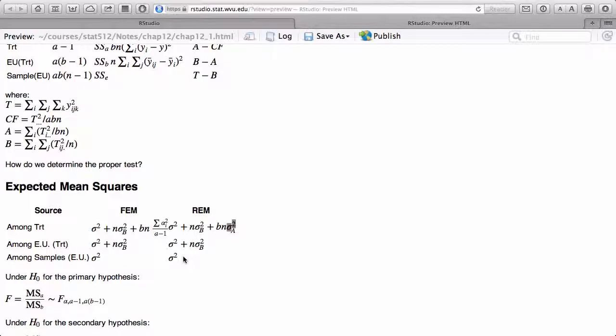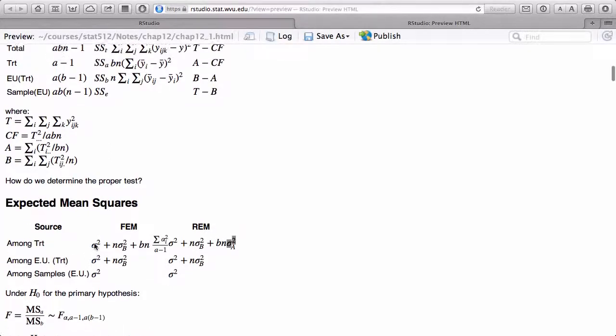So because of that, I'm going to use among experimental units within treatments to test the treatment effect. And if that's my main hypothesis, my secondary hypothesis is that sigma squared sub b is equal to 0. And again, if I set that to 0, then these two have a ratio of 1, which would indicate that I would use among samples within experimental units to test the among experimental unit variability, the secondary hypothesis. So this brings up a question.